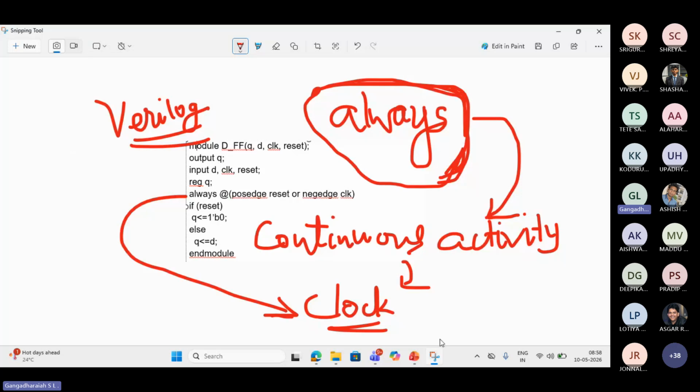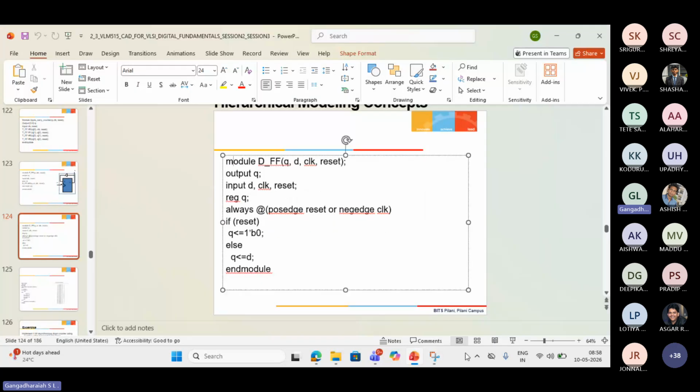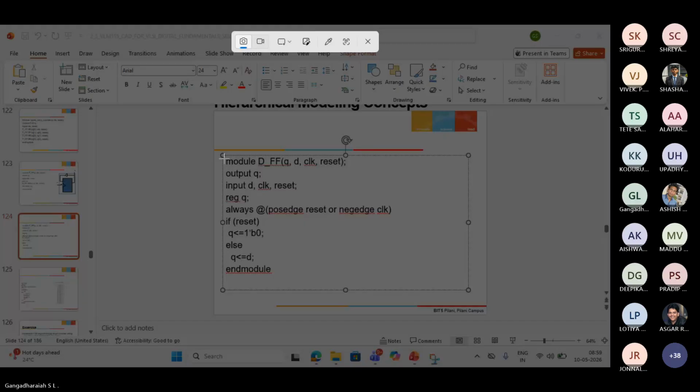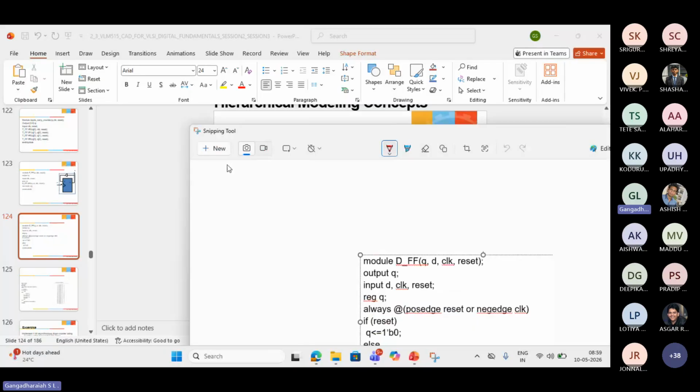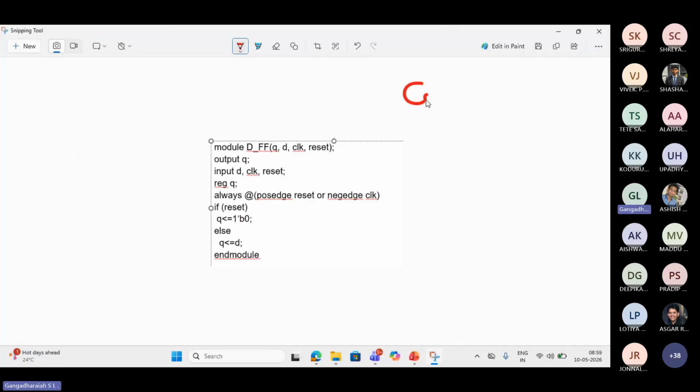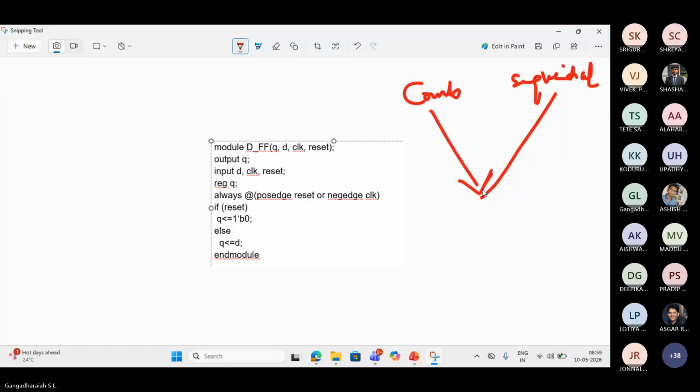If you look at a digital circuit as a whole, you have two types of circuits. One is combinational and another is sequential. You can build combinational and sequential circuits using always in Verilog.